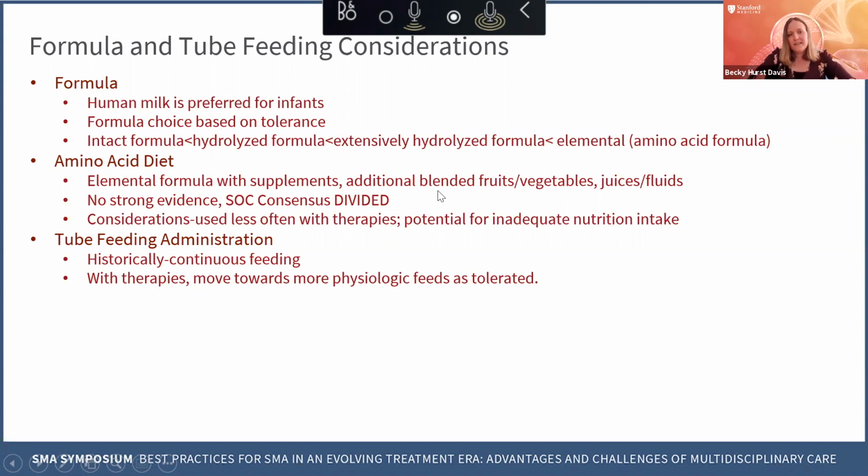I do want to say a little something about the amino acid diet. You may have heard of this.